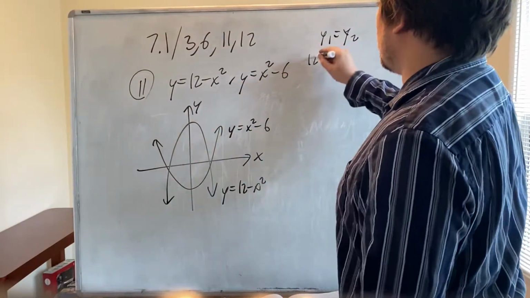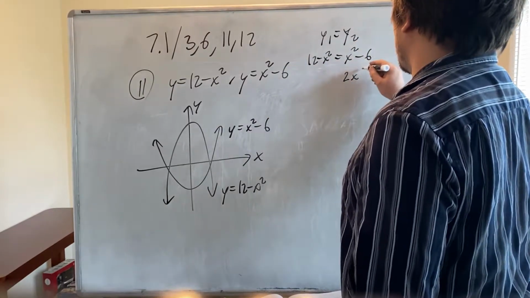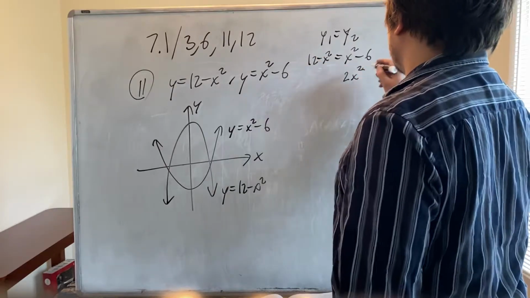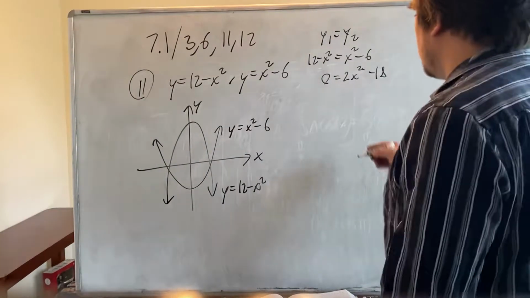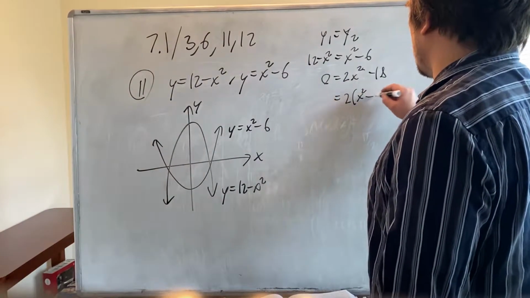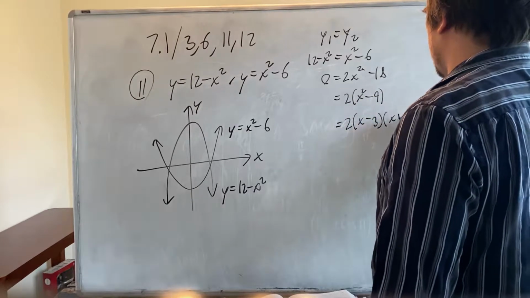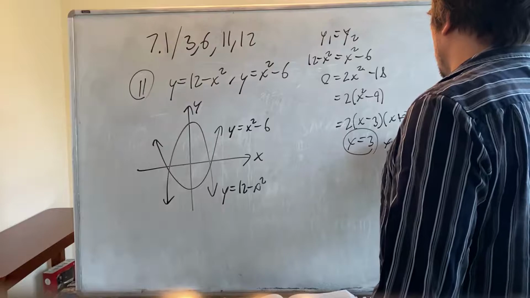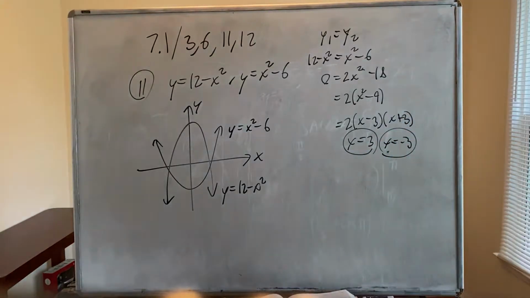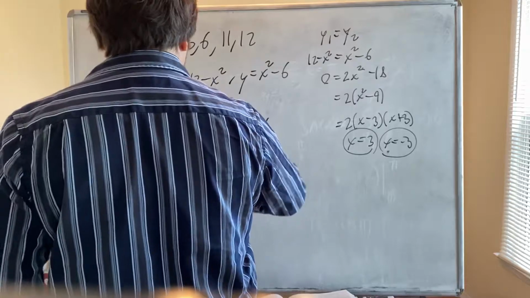And so that means that 12 minus x squared is going to equal x squared minus 6. That's 2x squared minus 18 is equal to 0. And so that's equal to 2 times x squared minus 9. And so that's equal to 2 times x minus 3 times x plus 3. So either x equals 3 or x equals negative 3. That's when the y values are the same. So when x is 3, you get y is 3. So they intersect at 3, 3.